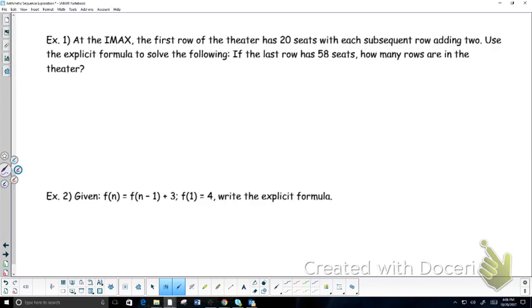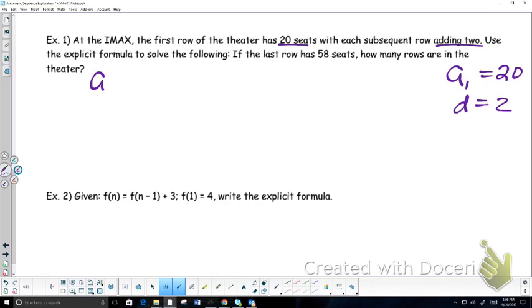Okay, so now looking, we got a word problem. You're talking about at the IMAX, you have the first row of the movie theater. It has 20 seats in it. Each subsequent row, in other words, the row behind it, the row behind it, the row behind it, they keep adding 2. So the first row, in other words, has 20. A sub 1 is 20. Each row after that would be adding 2, which means D equals 2.